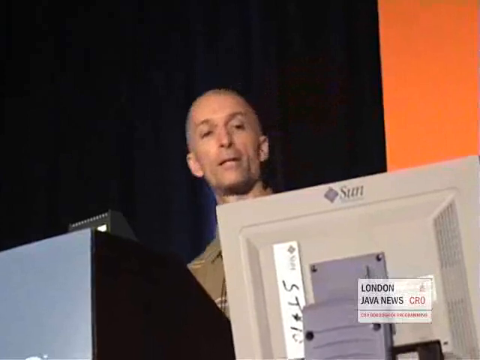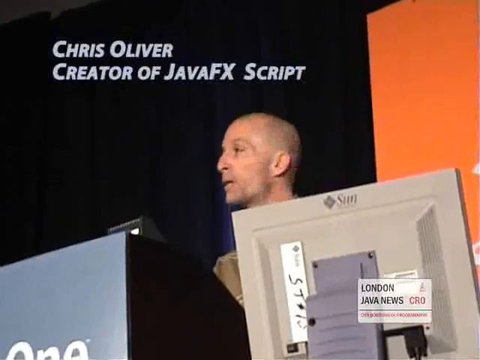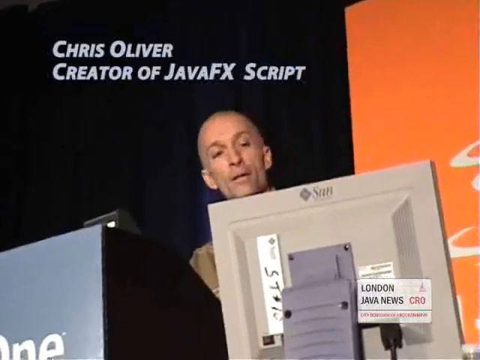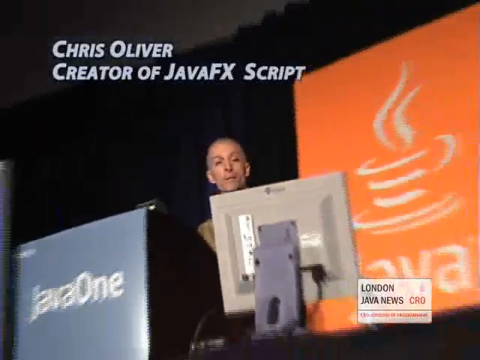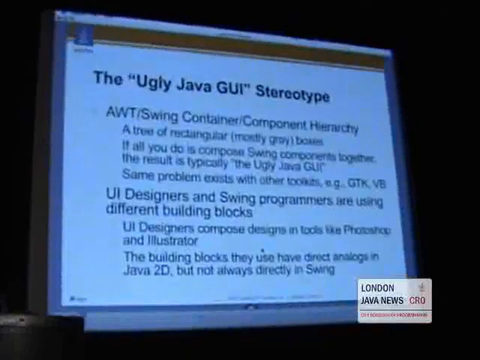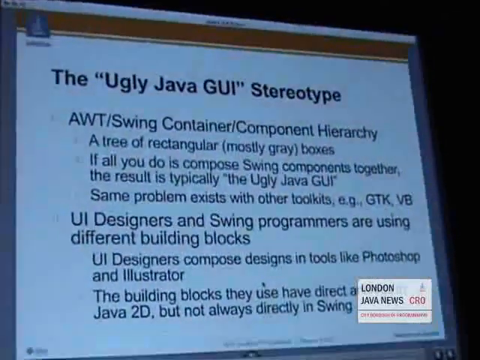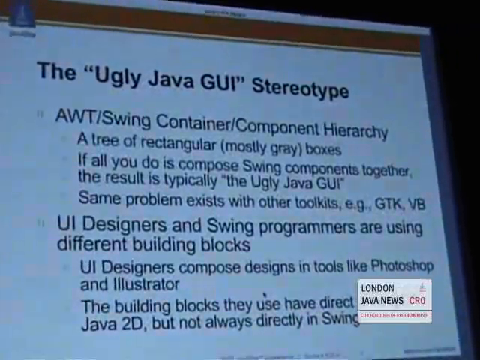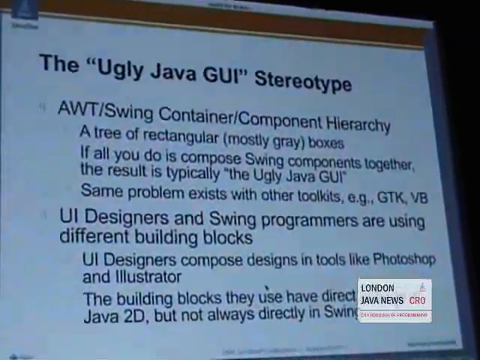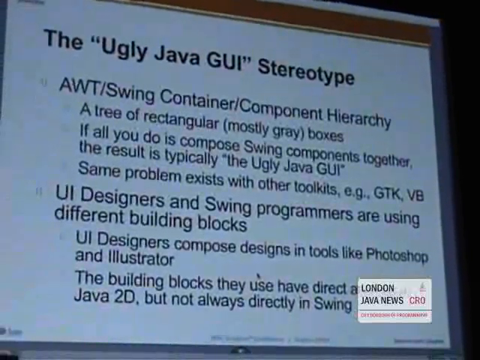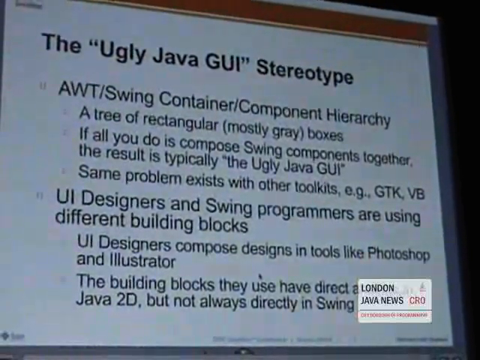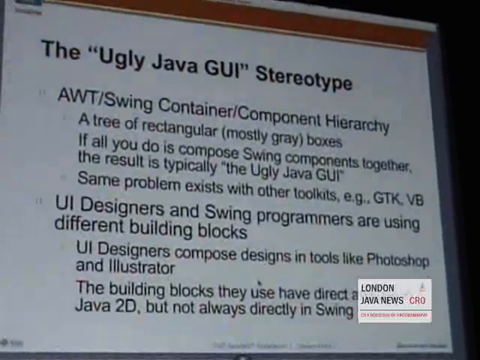Okay, let's take a look at the ugly Java GUI. I'm sure you've all heard this. The ugly Java GUI is some kind of gray box thing with some tables and buttons on it. So this is, in my opinion, from my observations, an artifact of taking advantage of the only compositional framework that we have right now, which is the AWT container component hierarchy. It's a useful tool because you can compose higher level widgets from lower level ones by putting them together into a panel or some other component using layout managers and so on.